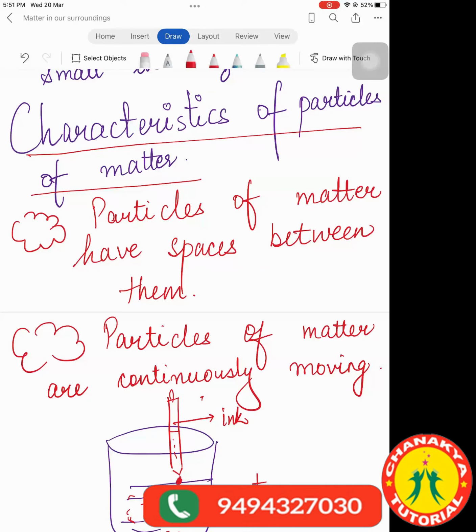So what happened actually was there was space, and ultimately after some time, we are not going to observe the honey in the glass. Why? Because whatever space was present in the water was occupied by the particles of honey, right? Yes, ma'am. This showed us that the particles of matter have spaces between them.